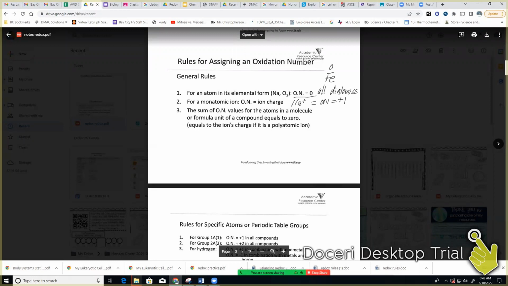The sum of the oxidation numbers for atoms in a molecule or formula is equal to 0. In a polyatomic ion, the sum of the oxidation numbers is going to be equal to its charge. So if I have H2O, when I sum up all those oxidation numbers, they should be equal to 0. If I have the phosphate ion, when I sum up the oxidation numbers of the phosphorus and the 4 oxygens, that should be equal to -3 because that is its charge.